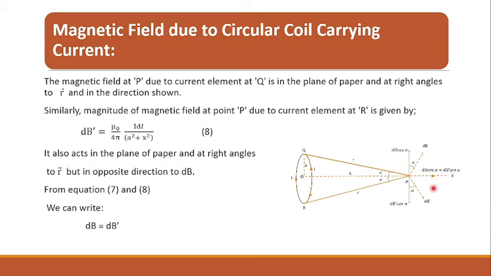It is clear that the vertical components, dB cos alpha and dB prime cos alpha, will be equal and opposite and thus cancel each other. However, the components along the axis of the coil, that is dB sin alpha and dB prime sin alpha, are added and act in the direction Px. This is true for all diametrically opposite elements of the circular coil, and therefore when we sum up the contributions of all the current elements of the coil, the perpendicular component will be cancelled, right?